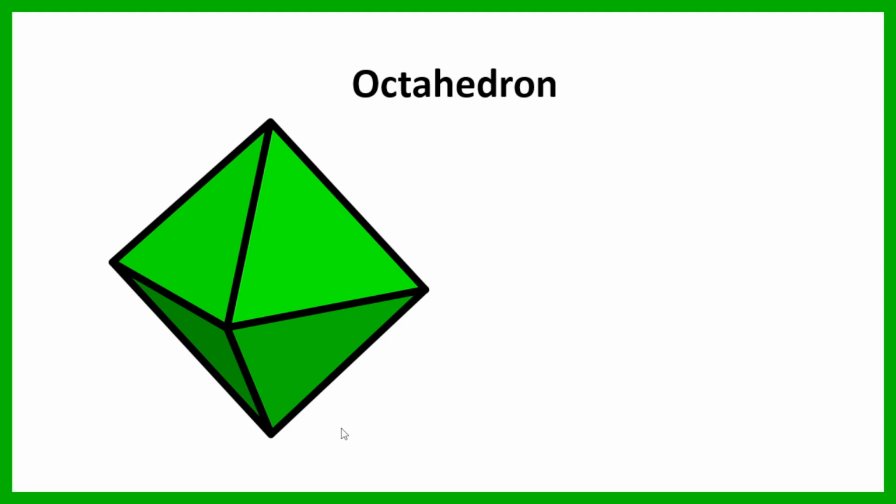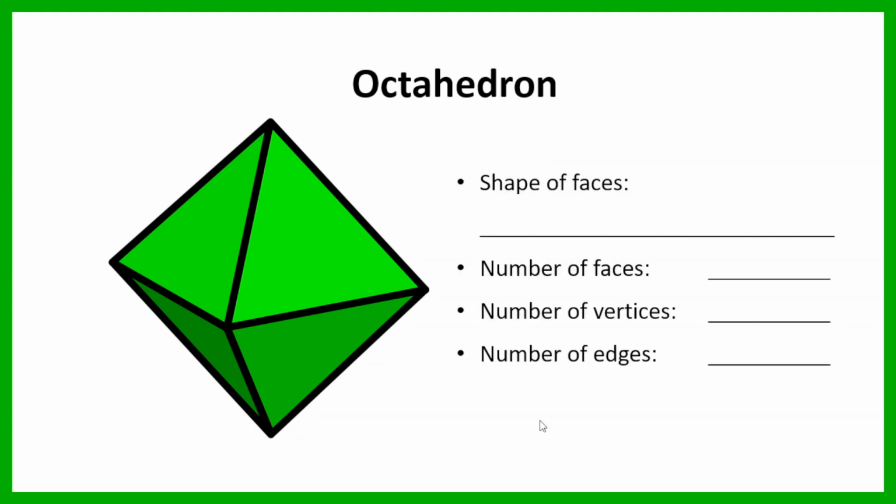The next one we're going to do is the octahedron. Okay, so octahedrons look like this. We're going to find the same information about the octahedron, and again I'm going to show it to you like this so you can see the hidden lines to help you. Okay, so I'm going to give you a minute for this one as well.